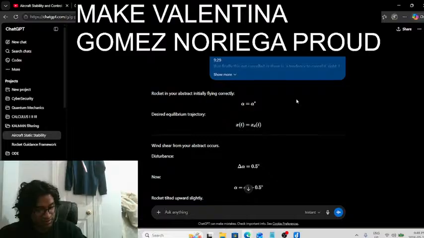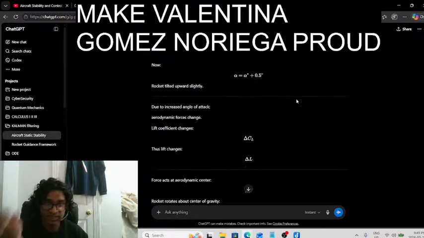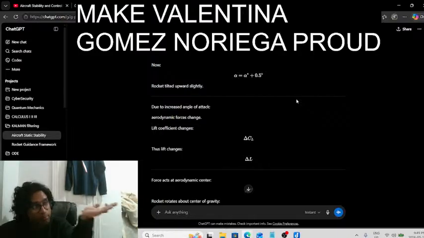Let's say del alpha is 0.5 degrees, right? Now because del alpha is 0.5 degrees, I'm going to have alpha being alpha conjugate plus 0.5. So now it's going to tilt upwards, right? And because now there's an increase in attack, because obviously it's tilting upwards, increase in attack doesn't mean it's literally being attacked. Increase in attack means because it's changing, it's going upward, right? It's going to tilt upwards. You don't want it to tilt upwards.